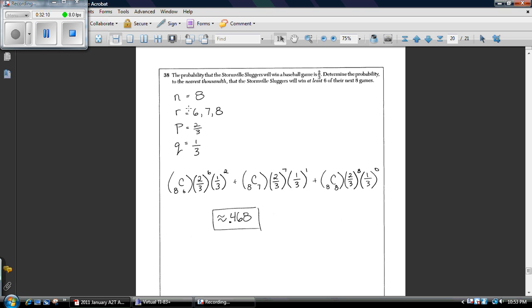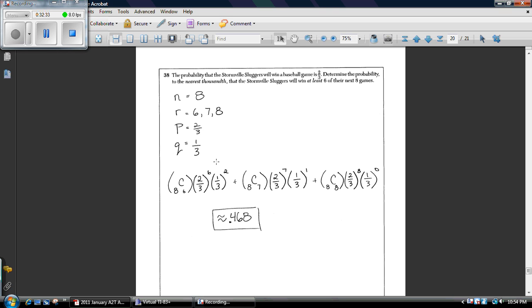R is what we want. We want them to win at least 6. That means we could win 6, 7, or 8. The probability P of winning an individual event is 2/3, they told us. And if the probability of winning is 2/3, the probability of losing must be 1/3. These always add up to be 1.